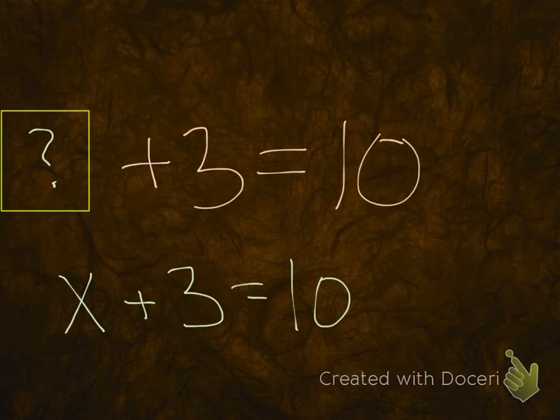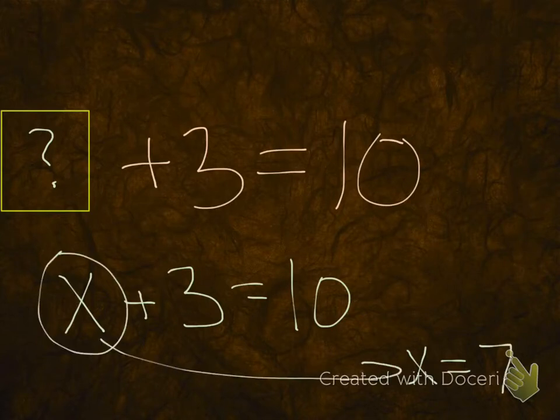So what number plus 3 equals 10? Well, that's going to be 7, so we would say the value of that variable of x is going to equal 7, because 7 plus 3 is 10. That's all that is. If you're able to do that, you can do algebra.